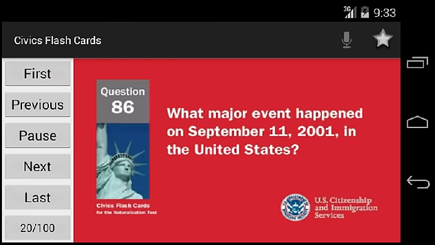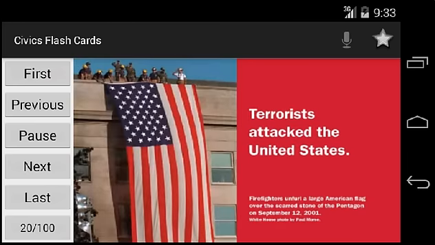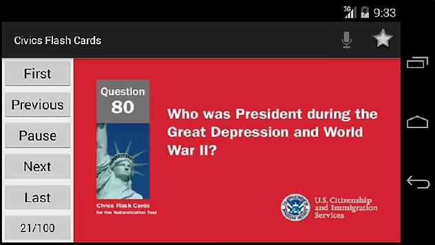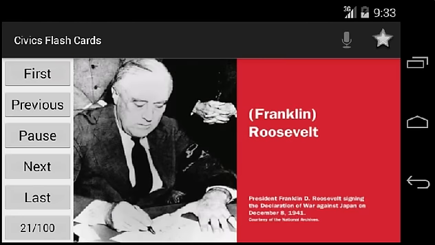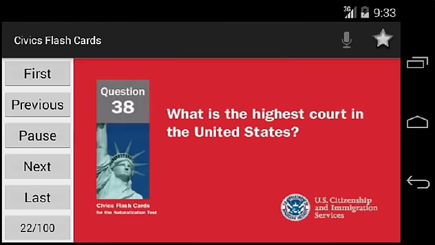What major event happened on September 11, 2001 in the United States? Terrorists attacked the United States. Who was president during the Great Depression and World War II? Franklin Roosevelt.